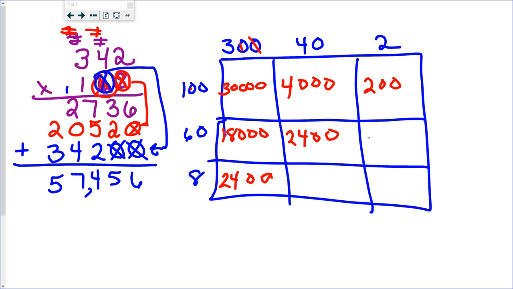60 times 2, we have 120. 8 times 4 is 32, plus 1 zero. And then finally 8 times 2 is 16. So then what they want you to do is to add up each column.